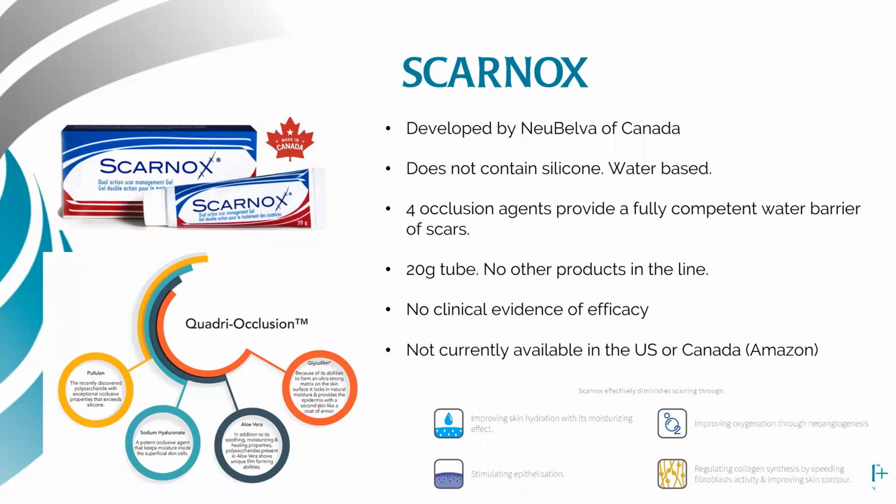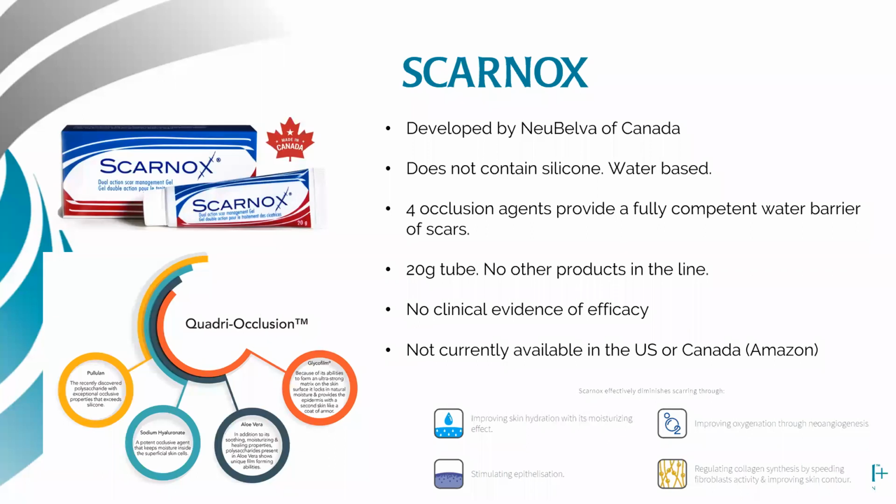It is a water-based product. It does work on the idea of occlusion, but occlusion is what silicone does, and silicone does it better than moisturizing agents do. It actually forms a physical barrier to prevent transepidermal water loss. From what I see, it only comes in a 20-gram tube, and it's the only scar product in their line. They have a bruise product called Bruisox, but there's no UV type of product or sheeting. They do not make any claims of clinical evidence of efficacy or clinical studies.